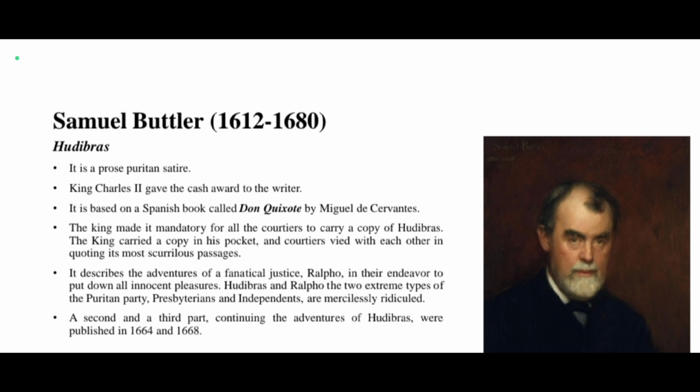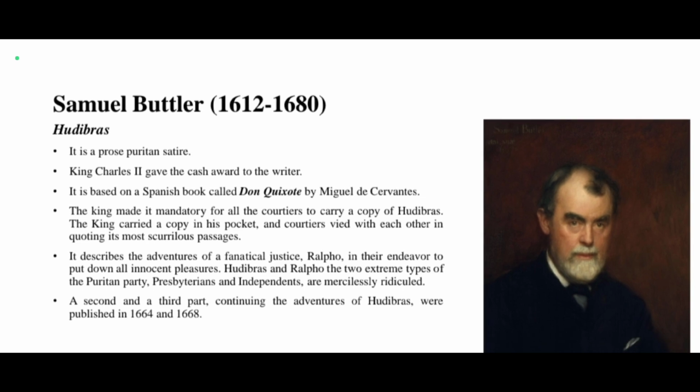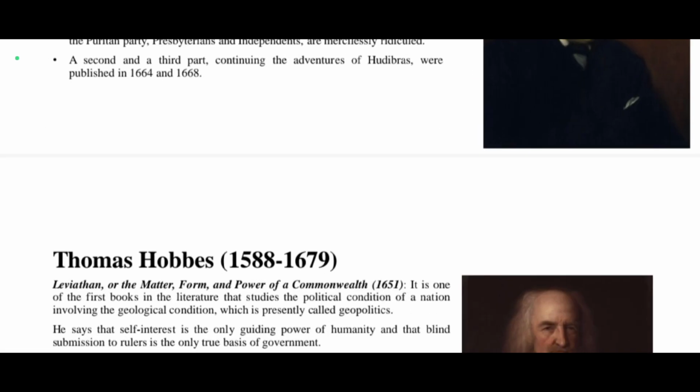The king carried a copy in his pocket himself, and courtiers vied with each other in quoting its most scurrilous passages. It describes the adventures of a fanatical justice, Hudibras, and Ralpho, in their endeavor to put down all innocent pleasures. Hudibras and Ralpho, the two extreme types of the Puritan party, Presbyterians and Independents, are mercilessly ridiculed. A second and a third part containing the adventures of Hudibras were published in 1664 and 1668.